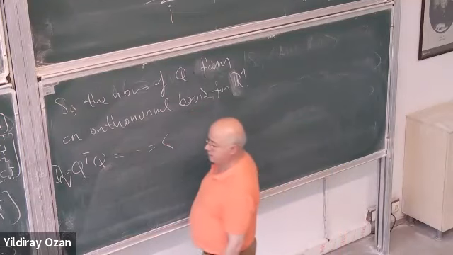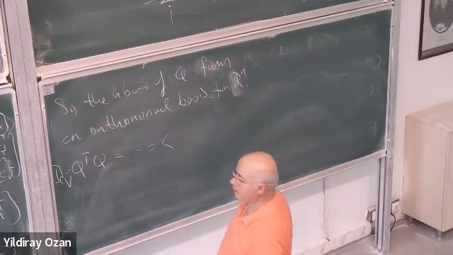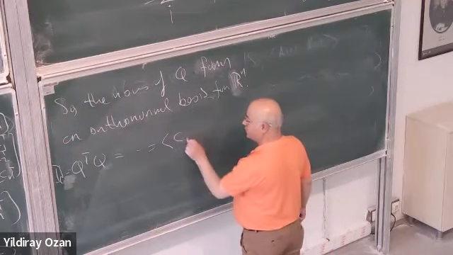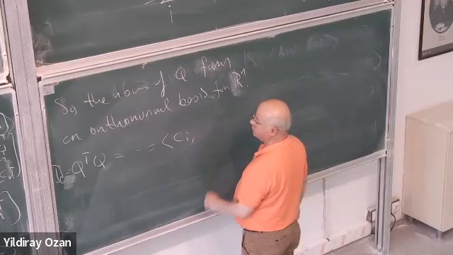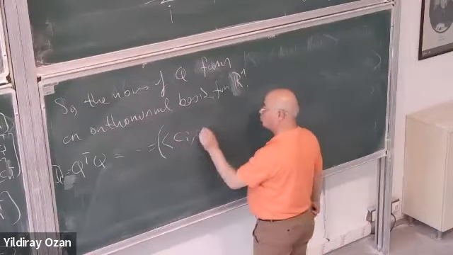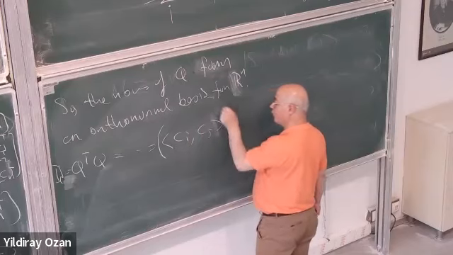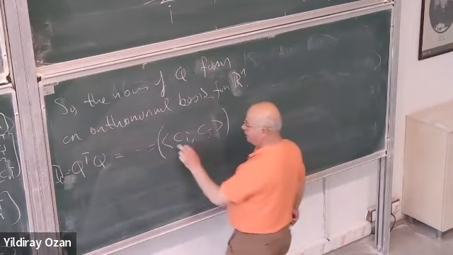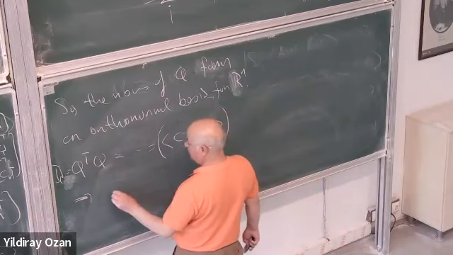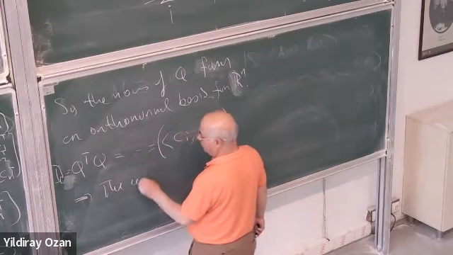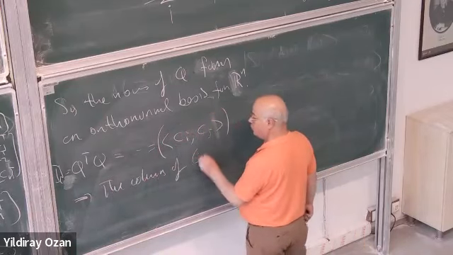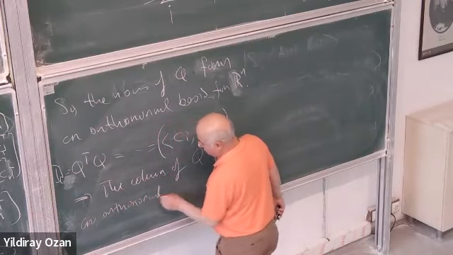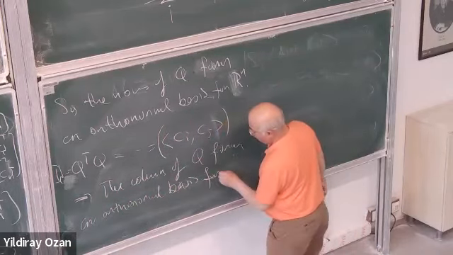That's the identity matrix. Yes, identity matrix. But that will be just the inner product of ci and cj. So it will be the matrix whose ij entry is just the inner product of ci and cj. As in the previous case, that would just mean the columns of Q form an orthonormal basis for Rn.